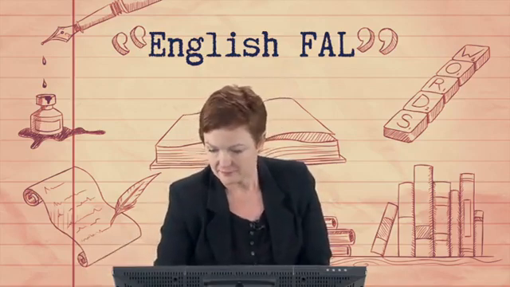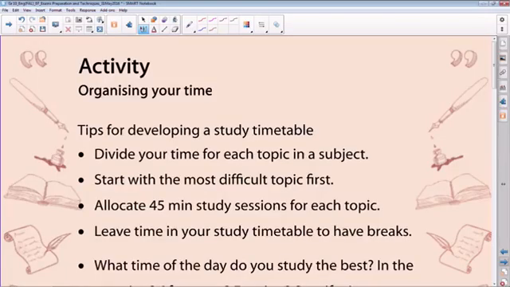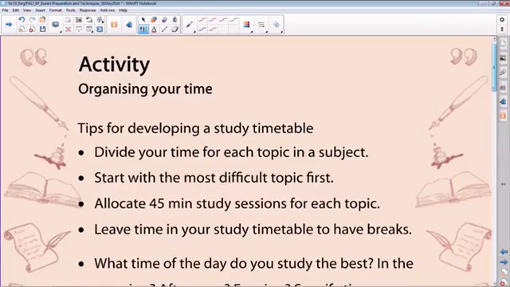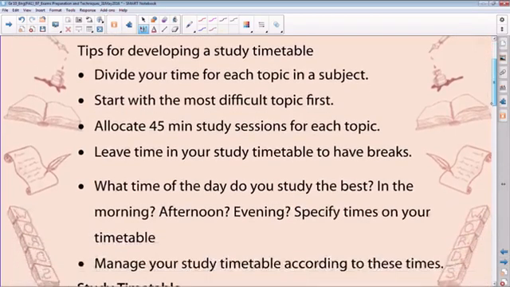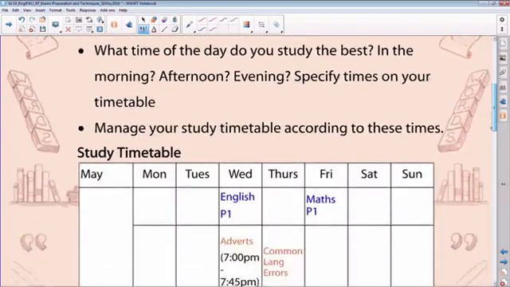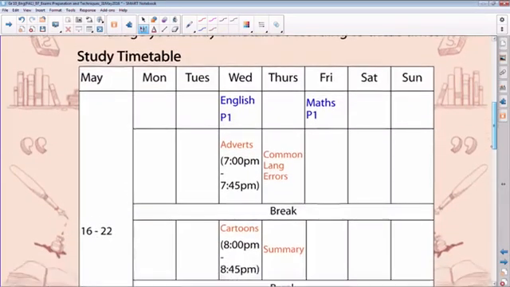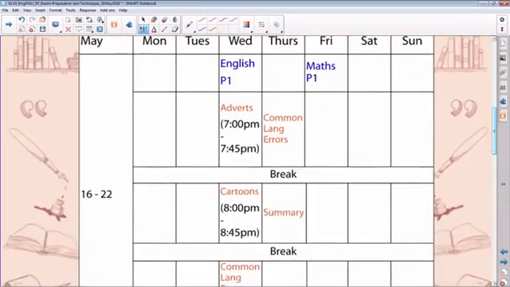Let's have a look here. Okay, so we've looked at the different points. I've given you an idea of study timetables, and what this example shows you is how you can start breaking the topics into smaller pieces. So for instance, you can say to yourself, on Wednesday at this time, I want to focus on adverts. Okay, then I want to look at common language errors. So you start breaking up topic by topic, and it's much more manageable if you do that.